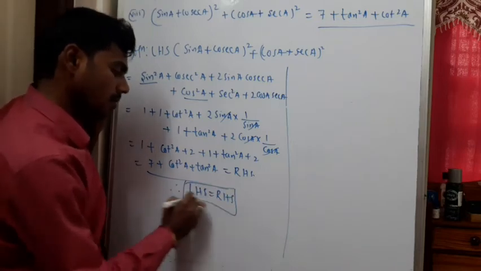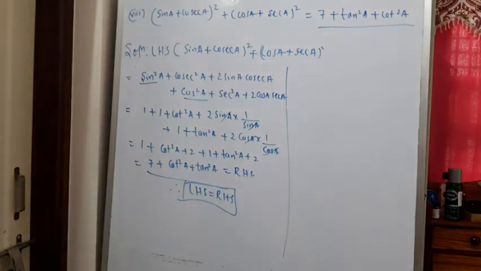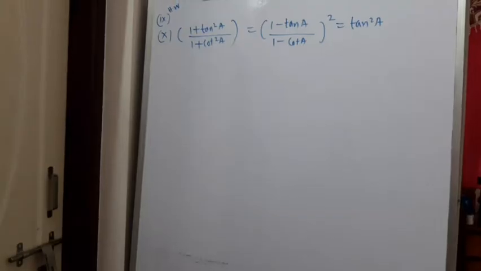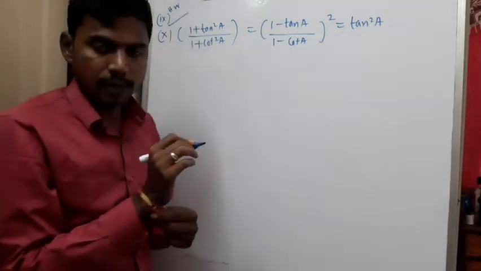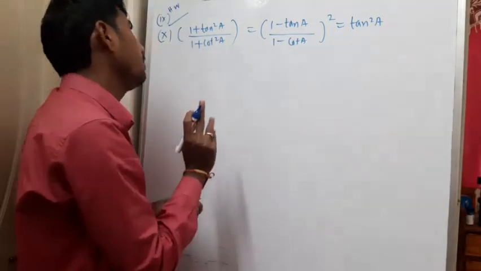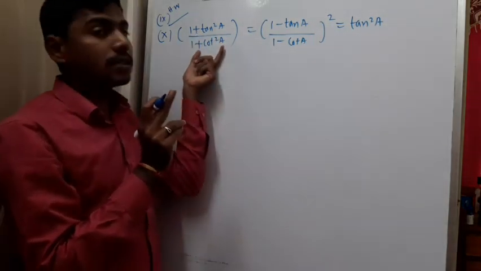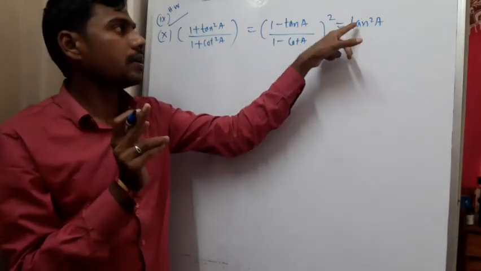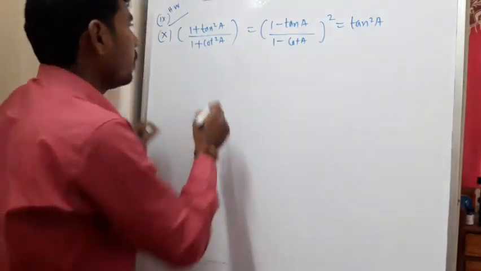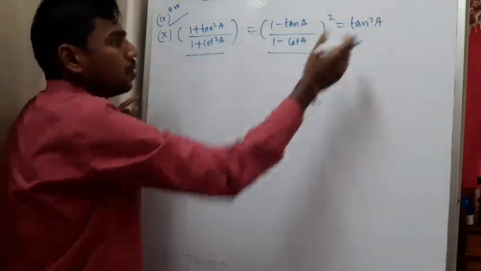So please note this down. Next, 10th question. Before that, the 9th one is very much similar to the earlier questions, so that will be homework. 10th question: 1 plus tan square A divided by 1 plus cot square A is equal to 1 minus tan A divided by 1 minus cot A whole square, is equal to tan square A. We need to prove. So first we'll consider this, then we'll prove this is equal to tan square A, and this is equal to tan square A.